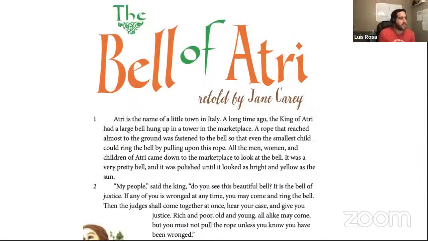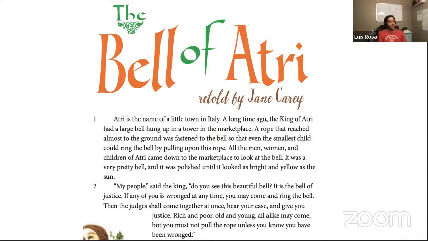The title is The Bell of Autry, retold by Jane Carey. Autry is the name of a little town in Italy. A long time ago, the king of Autry had a large bell hung up in a tower in the marketplace. A rope that reached almost to the ground was fastened to the bell so that even the smallest child could ring the bell by pulling upon this rope. All the men, women, and children of Autry came down to the marketplace to look at the bell. It was a very pretty bell, and it was polished until it looked as bright and yellow as the sun.